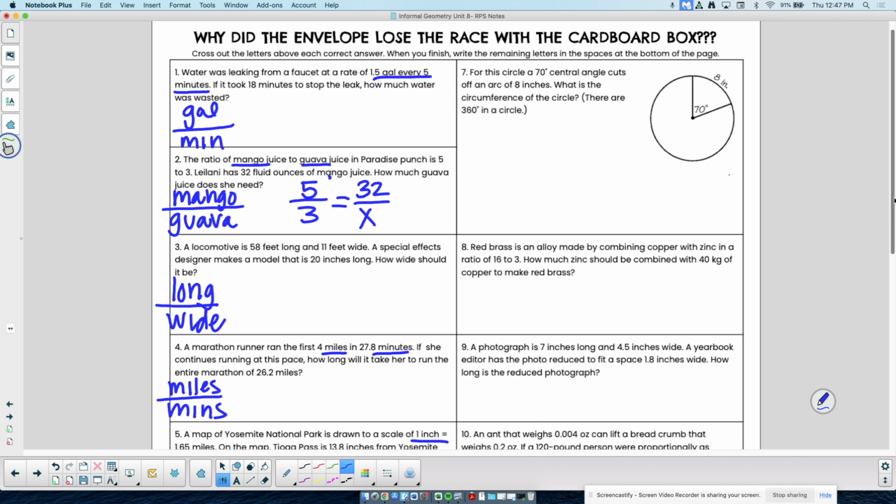Okay, so we are actually comparing the degrees to inches. So we have 70 degrees and we had an arc of 8. Now, if we want to find all the way around our circle, they told us that's 360. And that's what we're looking for, is how long it would be. So there's your variable x.